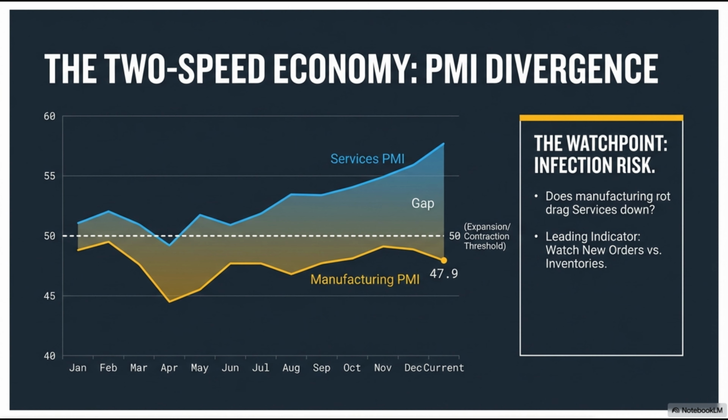Third, we have a two-speed economy. Look at the gap. The blue area is services, still expanding. The yellow line is manufacturing, stuck below 50 in contraction. The risk is infection. If that manufacturing rot drags the service sector down, it's game over. Watch new orders versus inventories closely.